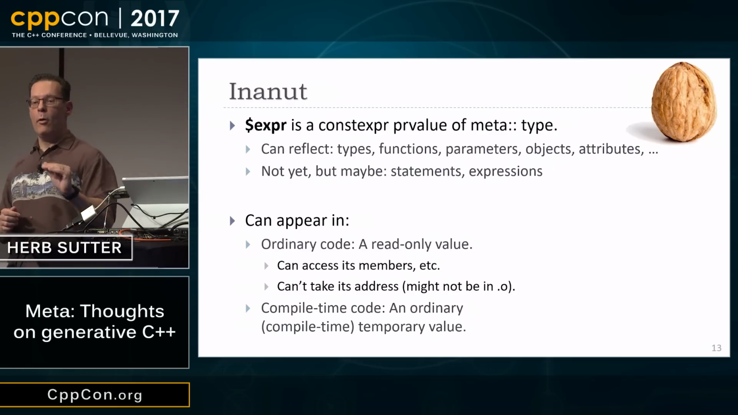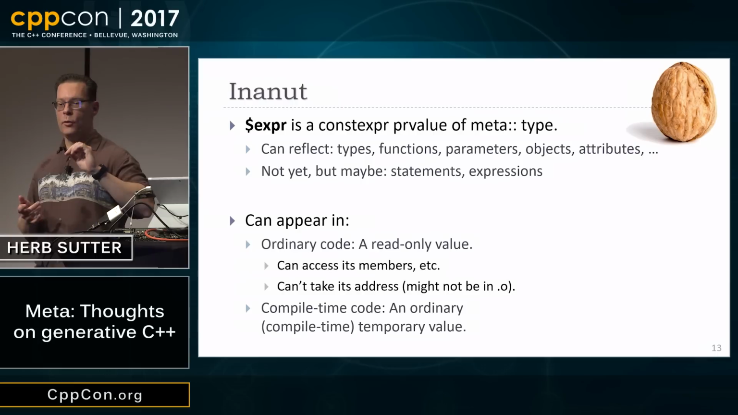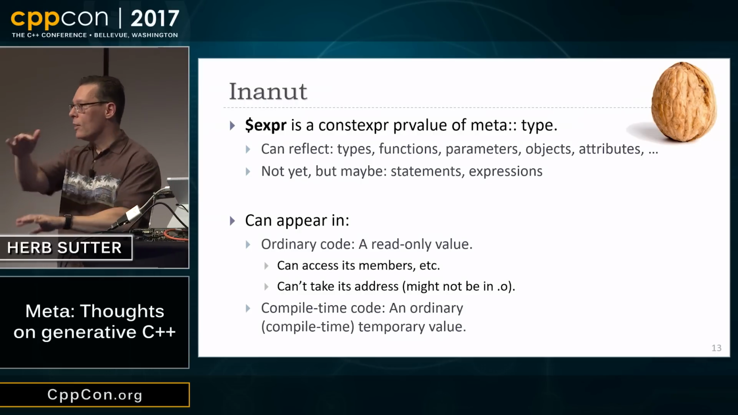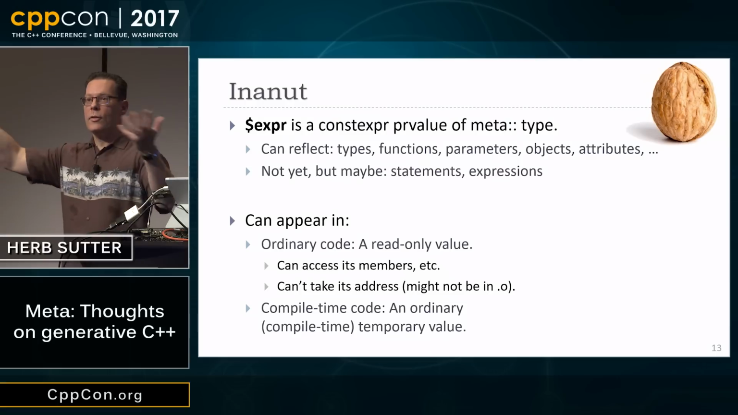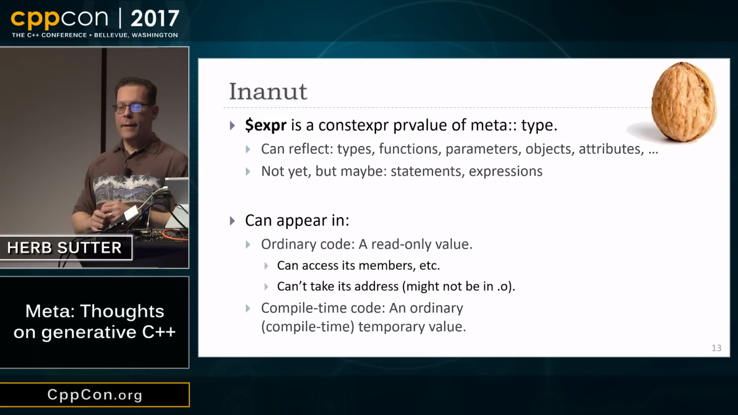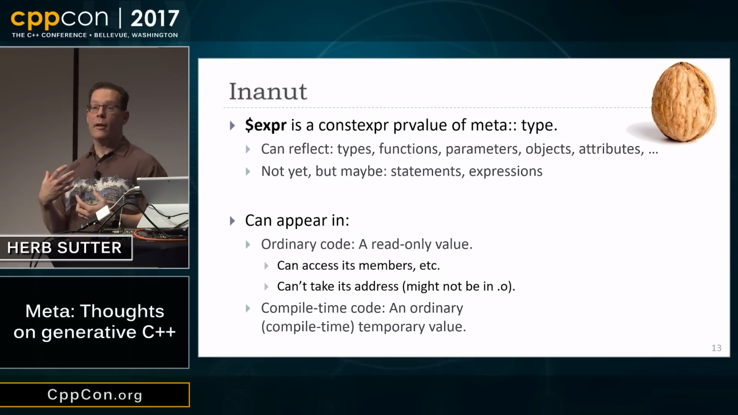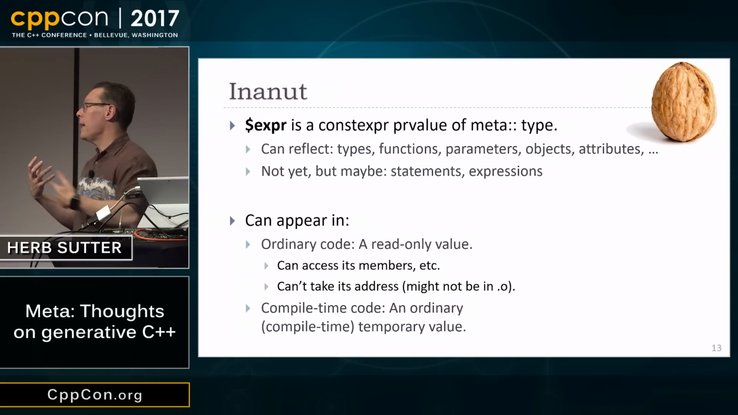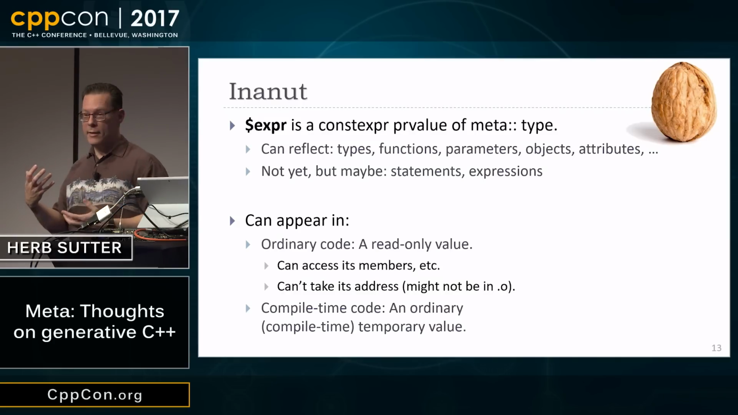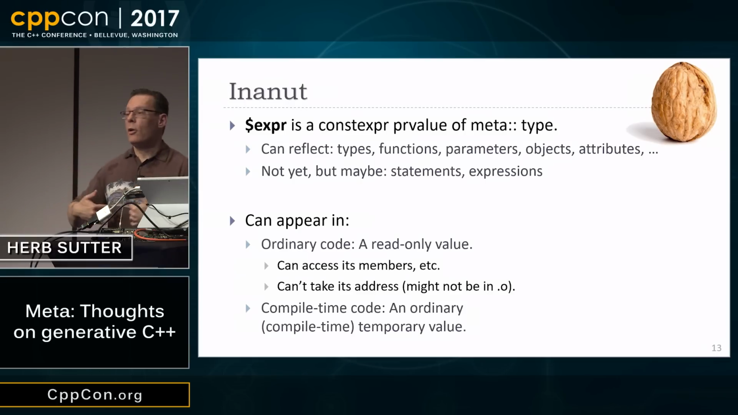We don't currently have proposals, we do have some early thinking, but proposals to reflect on statements and expressions, so the bodies of functions, but declarations are well along. The idea is that we can apply this reflection in ordinary code, where it's just another read-only value, which the compiler may or may not need to even bake into the object file if it inlines the results. But you can't take its address, because it may or may not be in the object file. That's why it's a prvalue, a pure temporary. But in compile-time code, it's just an ordinary variable, an ordinary temporary. And I'll discuss compile-time code in a moment. But there's the nutshell summary.